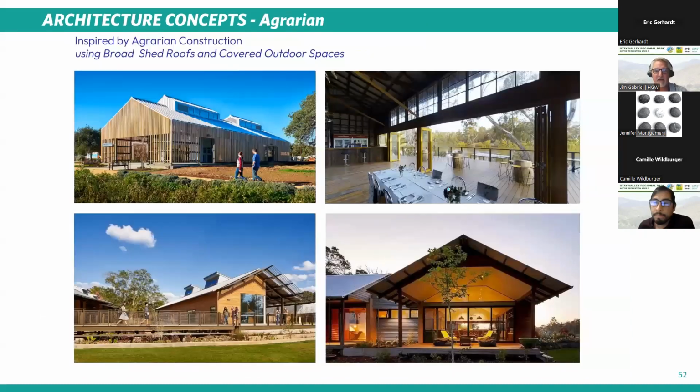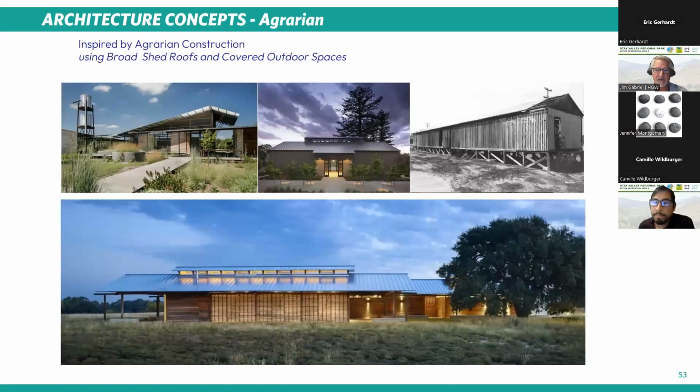In the next slide, we wanted to suggest another approach to working in the valley, which would be drawing on the agrarian traditions. And this would be kind of simple buildings with broad shed roofs, covered outdoor spaces, and kind of picking up on that language of the barns and agrarian type structures that you might have seen in the valley's history over time. And these are different examples of how that type of architecture is used traditionally and used today for the creation of buildings.